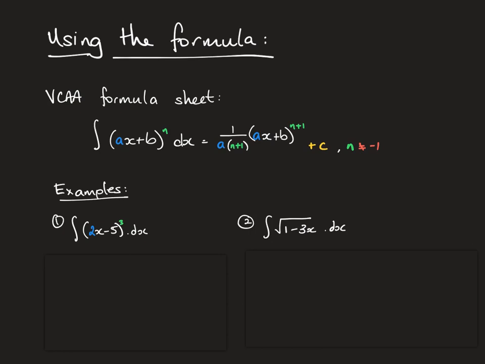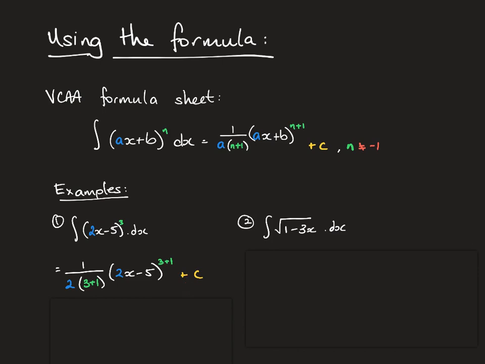So our a is 2 and our n is 3, so the formula says that we do 1 over a times (n + 1). Write the formula, increase the power by 1 and put plus c.